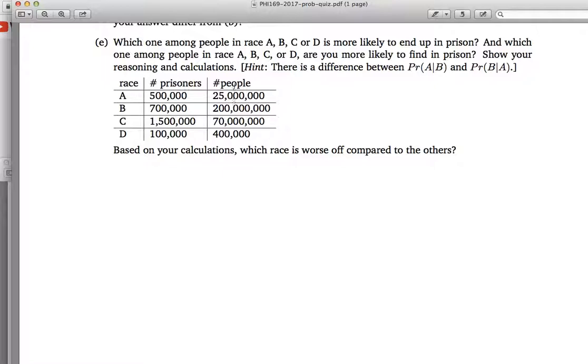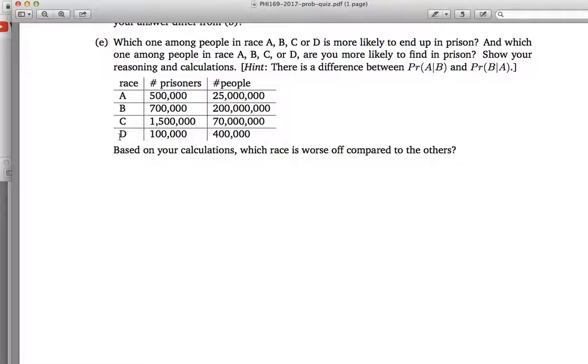And then this other column in the table tells us how many people there are in the general population, not among prisoners but just in the general population of a country, let's say, for each race. So there are 25 million people of ethnic group or race A, 200 million of race B, 70 million of race C, and 400,000 of race D.